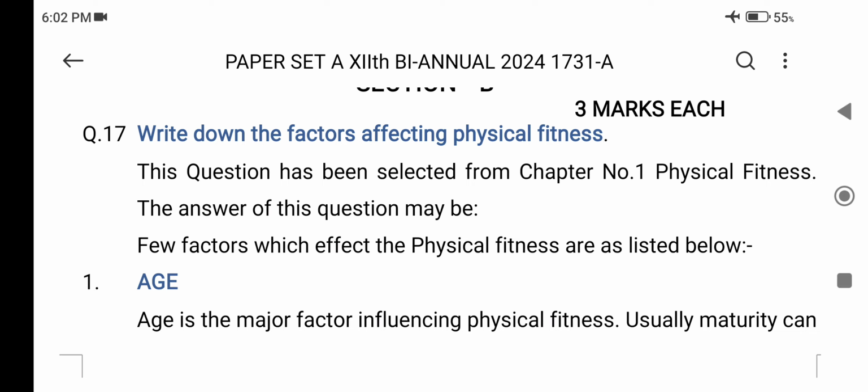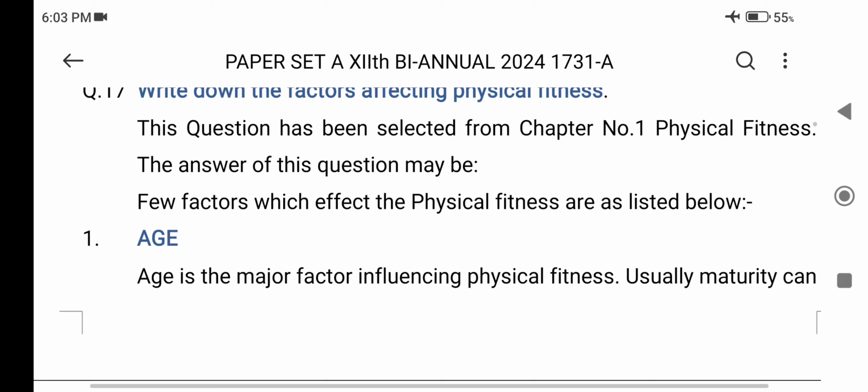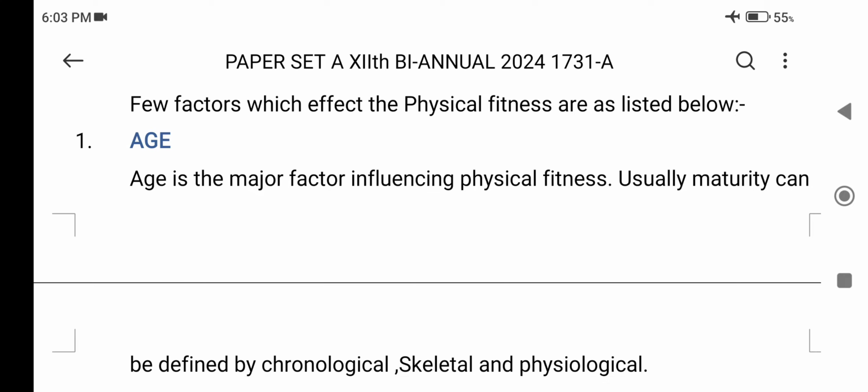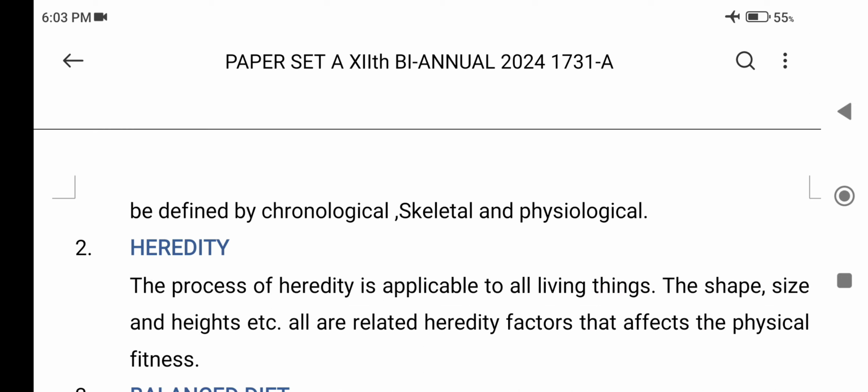The answer of this question may be: a few factors which affect physical fitness are as listed below. Number 1, age. Age is the major factor influencing physical fitness. Usually, maturity can be defined as chronological, skeletal, and physiological.